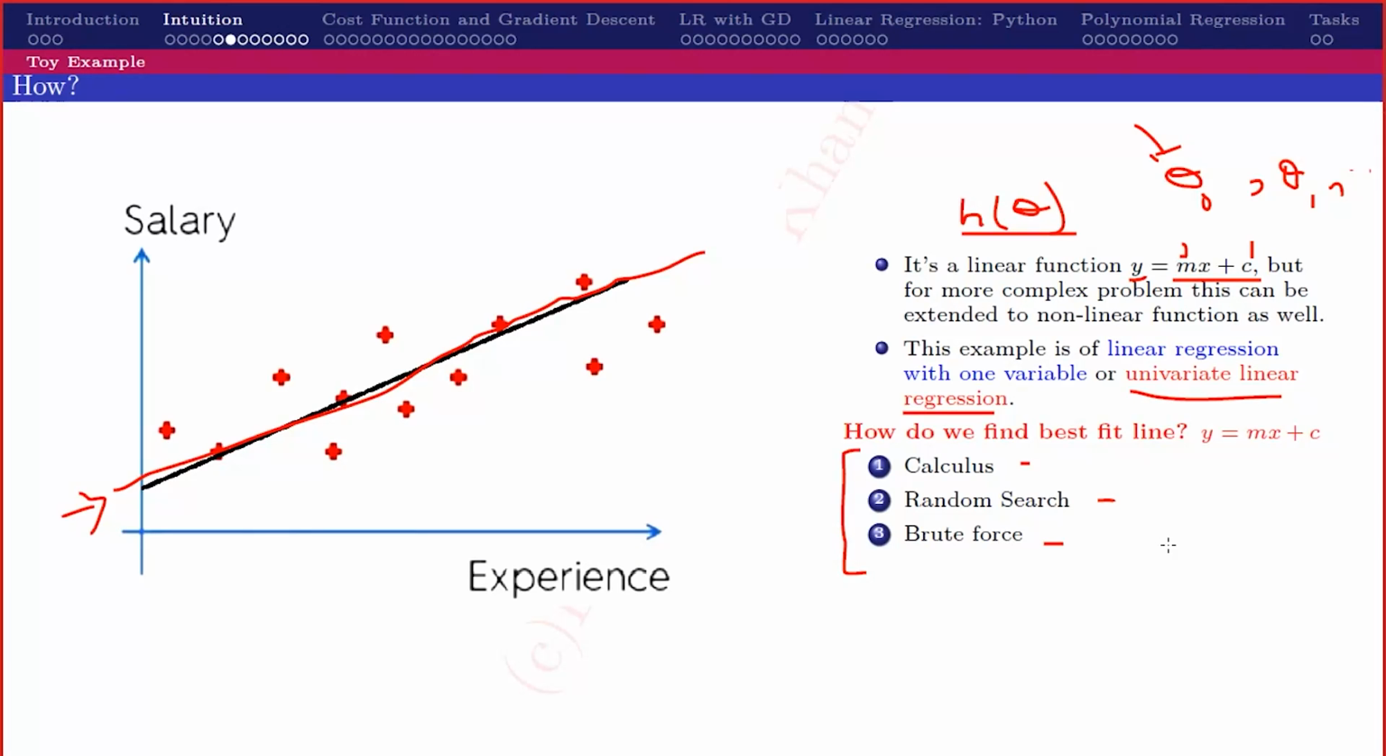Sir, calculus I think will be more suitable. Exactly. Exactly. We'll use our knowledge of calculus to fit a line or to find a regression line.